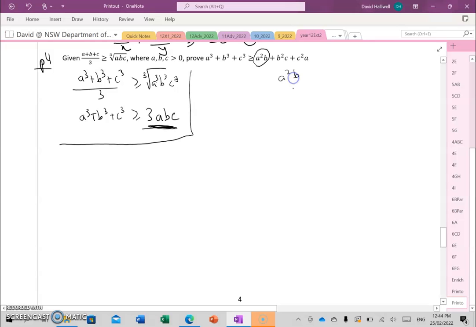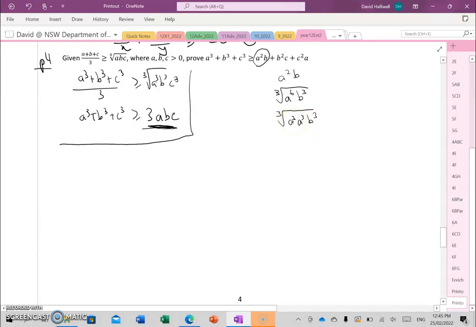A squared B. Now we're told to use the cube root version. Well, that's equal to the cube root of A to the power of 6, B to the power of 3. Okay, but we need 3 terms to add on the left hand side here, so maybe I can treat this as A cubed, B cubed. Now I think I'm onto something. Okay, so let's have a look.